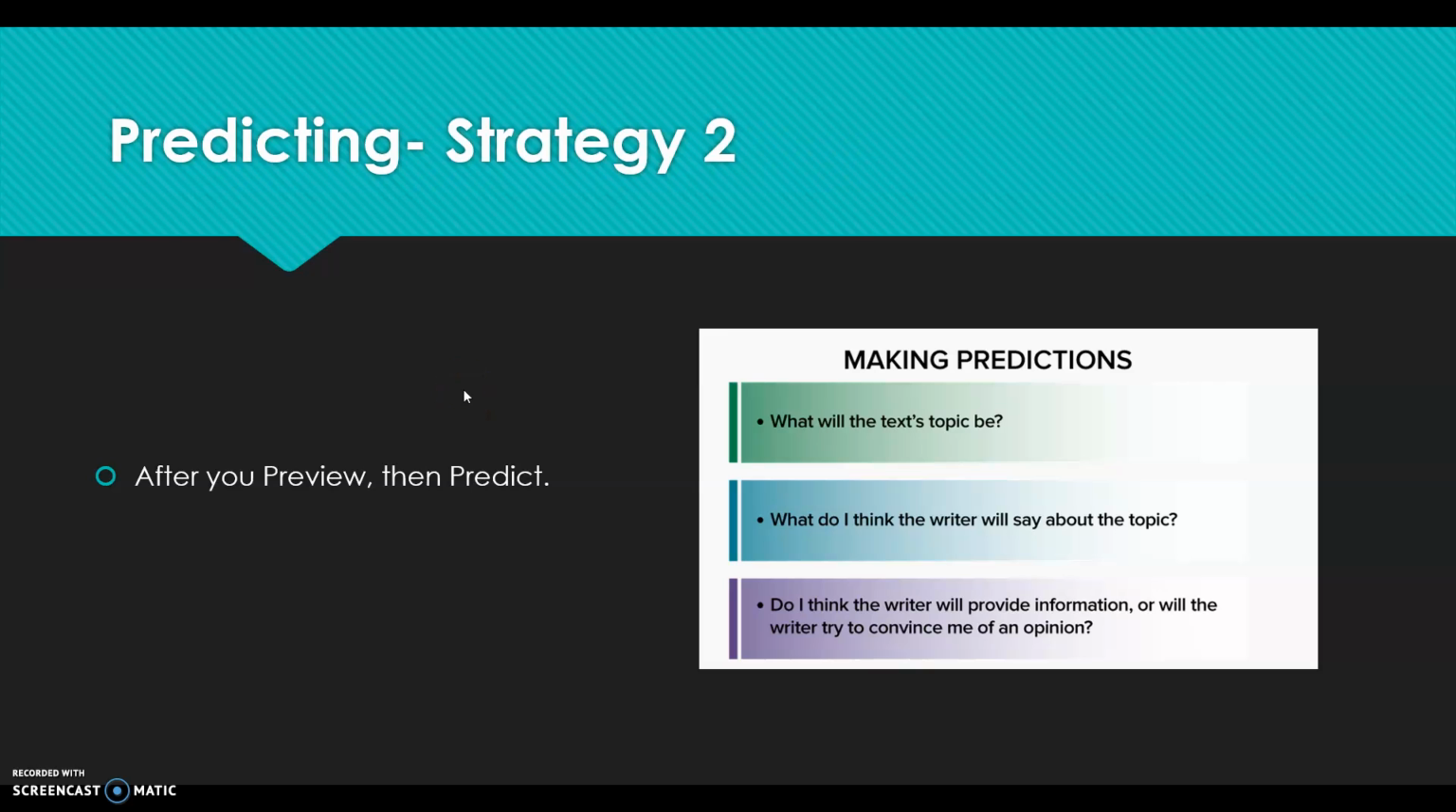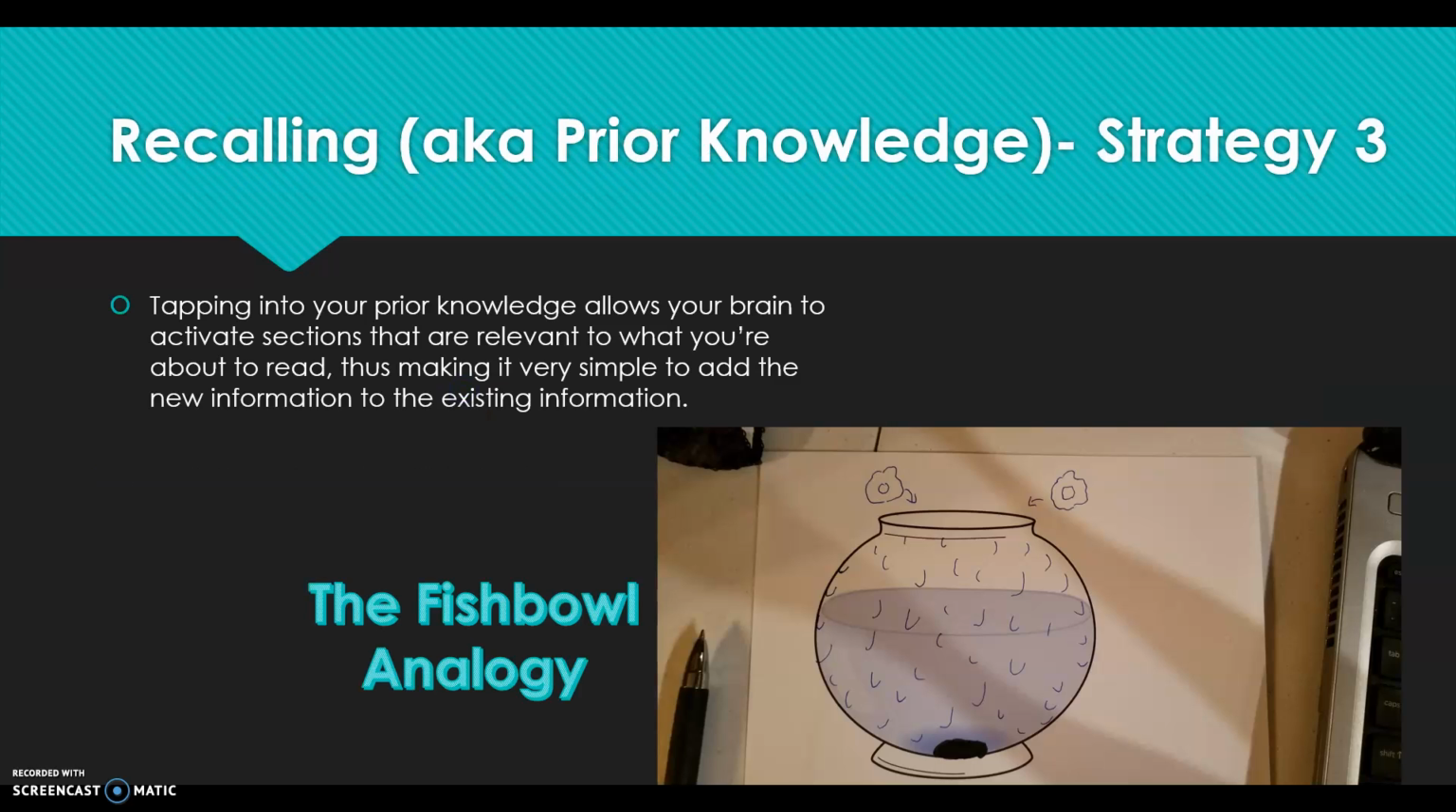So we have previewed, we've predicted. Now we're going to tap into our prior knowledge. Your textbook calls it recalling. Basically, though, it is thinking about what you already know about a topic, because it allows your brain to activate sections that are relevant to what you're about to read. And therefore, if you pre-activate these sections of your brain, it makes it simple to add that information.